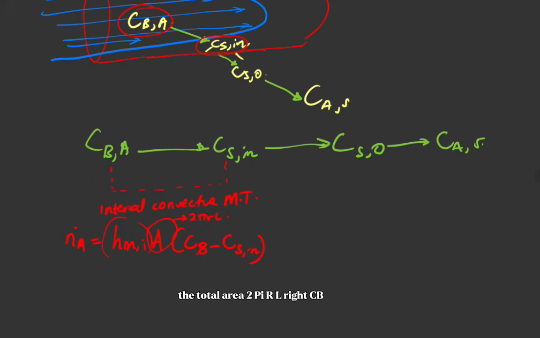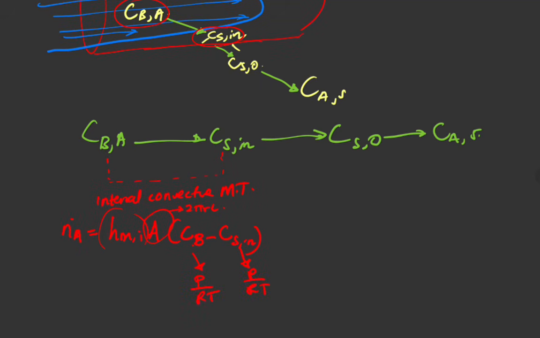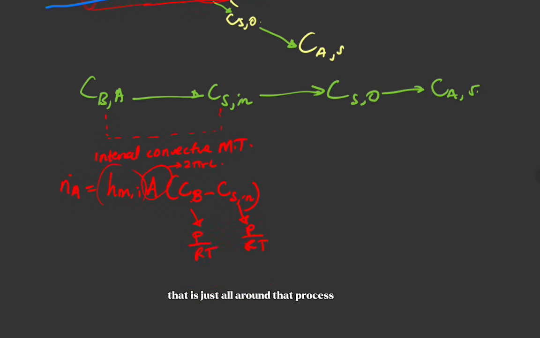Right? CB is the concentration in the bulk. Normally you will be given it. They will say the concentration in the bulk is just going to be equal to P over RT if you're assuming ideal gas behavior. Same here, P over RT, depending on what you are given. But for test 3, this is what it had to be. All right? That is just all around that process.